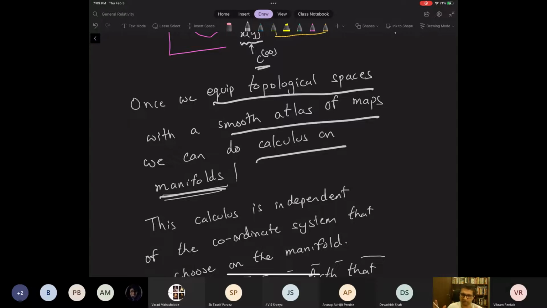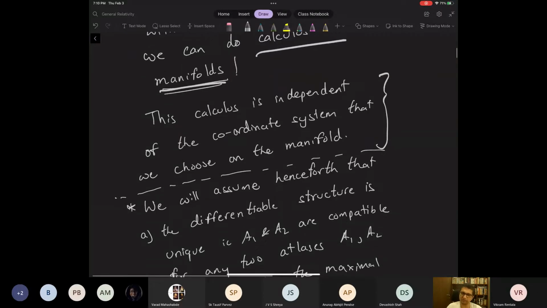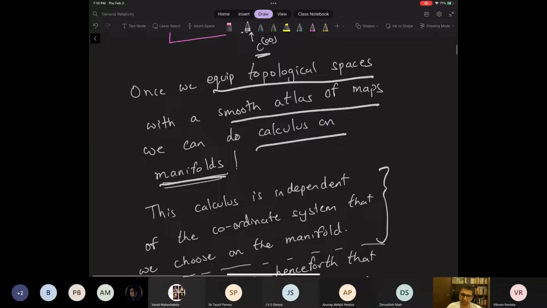Once we equip our topological spaces with this smooth atlas of maps, we have coverings which cover the entire space and where the transitions are smooth. Now we are ready to do calculus on manifolds. Now that you have this smooth structure on top of this topological space, you can do calculus, because calculus requires calculating derivatives, and some notion of smoothness is required for the derivatives to exist. The important point is that the calculus that we develop is actually independent of the coordinate system that we choose on the manifold.